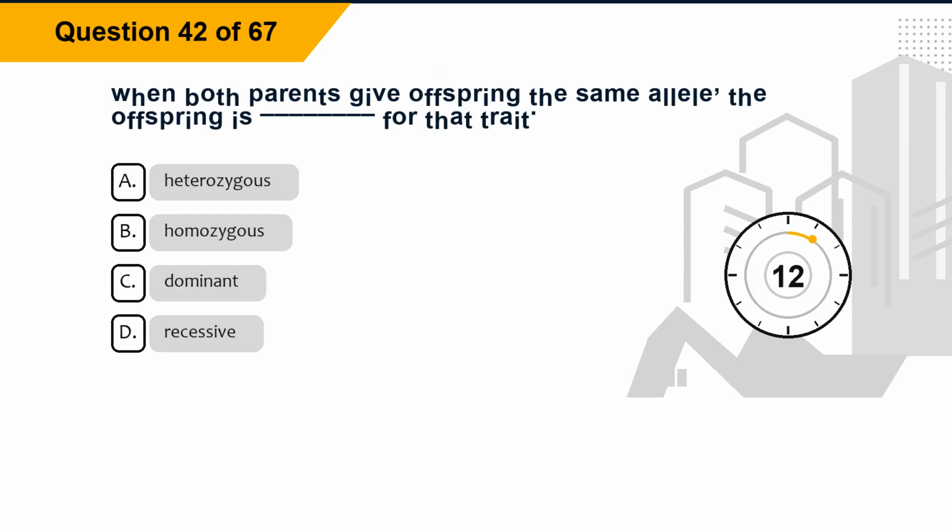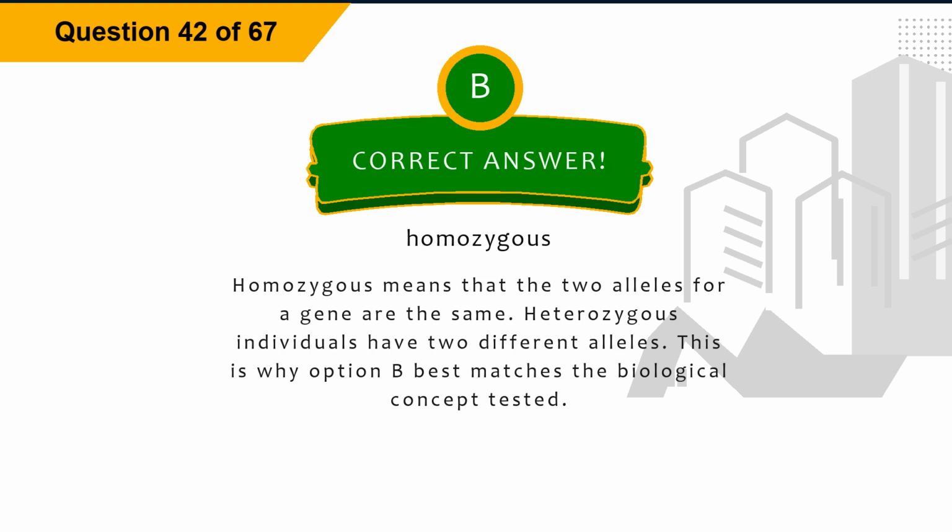Question 42. When both parents give offspring the same allele, the offspring is blank for that trait. Option A, heterozygous. Option B, homozygous. Option C, dominant. Option D, recessive. The correct answer is option B, homozygous.